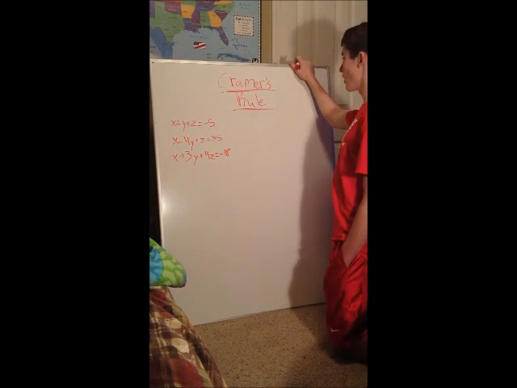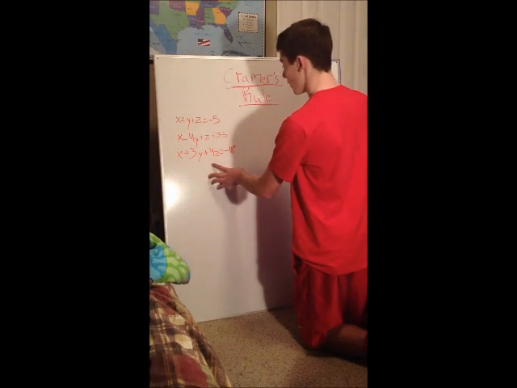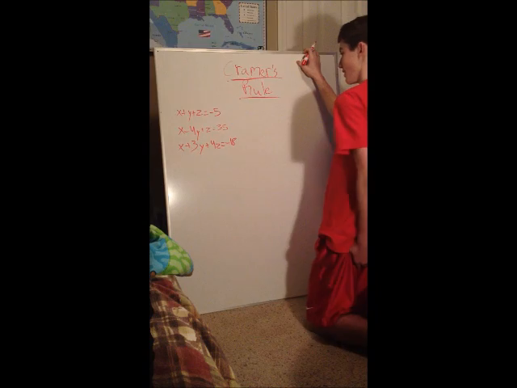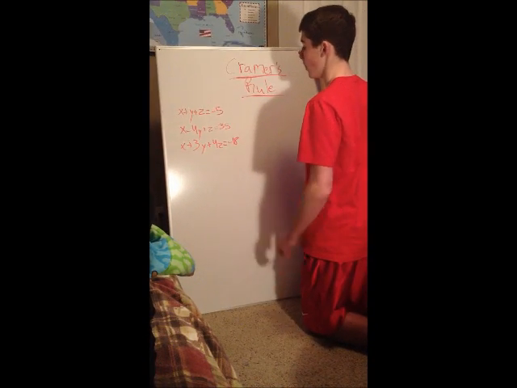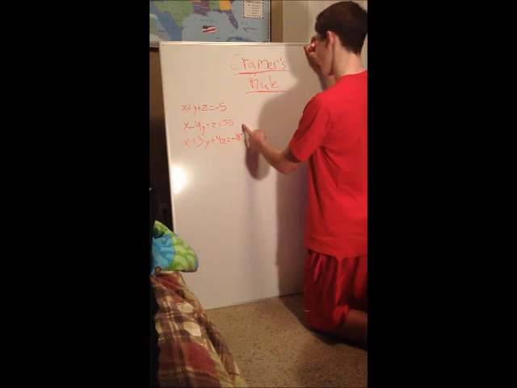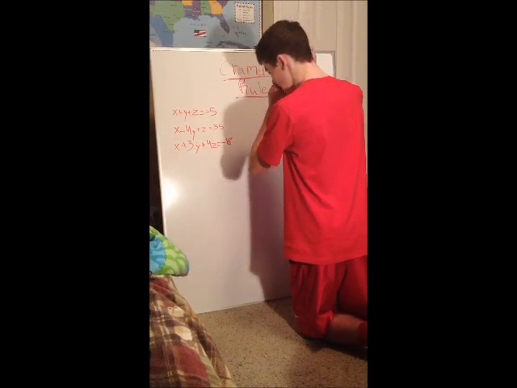And we are going to show you how to use Cramer's rule to solve a system of 3 equations with 3 different variables using a matrix. So first of all, we have x plus y plus z equals -5. We have x minus 4y plus z equals 35. And we have x plus 3y plus 4z equals -18.